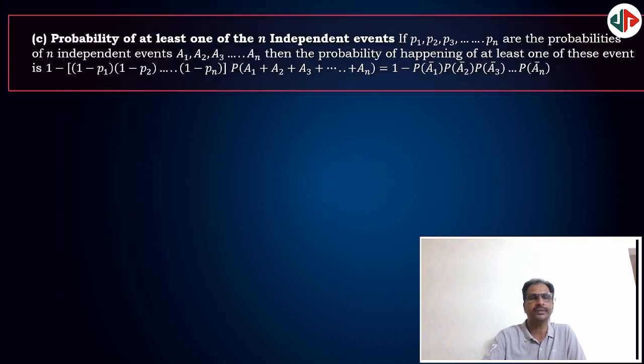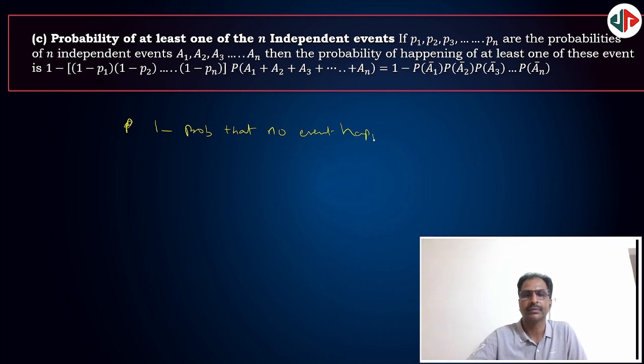Probability of at least one of the n independent events is given like this. At least one event should happen means it is 1 minus probability that no event happens. Probability of at least one of the events will occur is 1 minus probability that no event will occur. If P1, P2, P3 are probabilities of occurrence of independent events, then it is given by 1 minus (1 minus P1) into (1 minus P2) into so on (1 minus Pn). So probability of happening of at least one event is nothing but 1 minus probability that no event occurs.